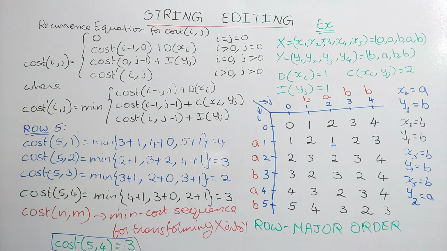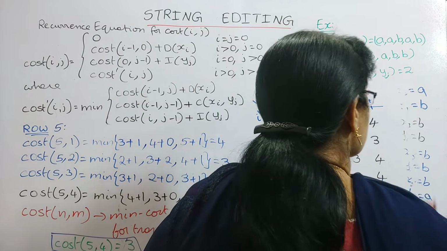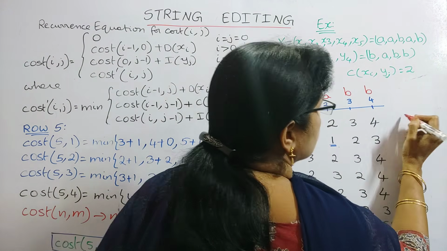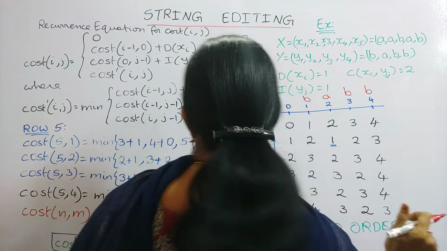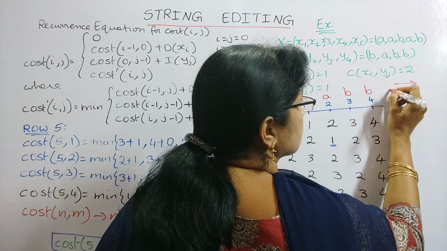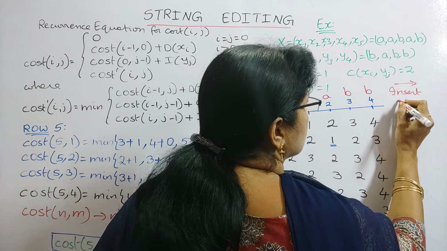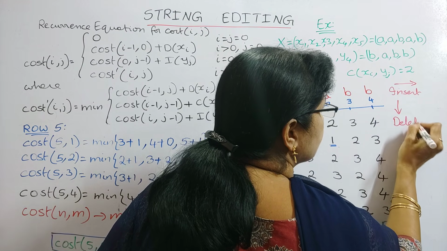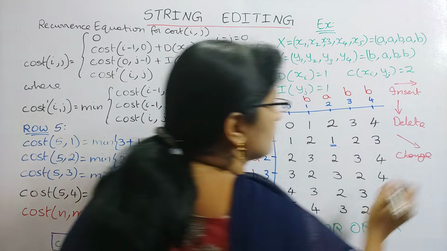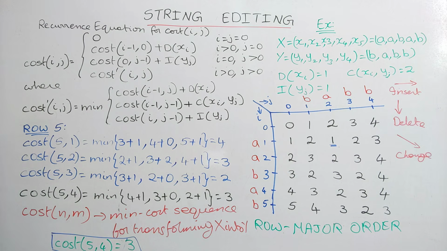So this is the optimal solution for this particular problem using the principle of optimality. And if you see the order, how you got this: if it moves in this direction, we say that this is insert. This means we say it as delete, and cross means we say it as change operation. So like this you will transform.